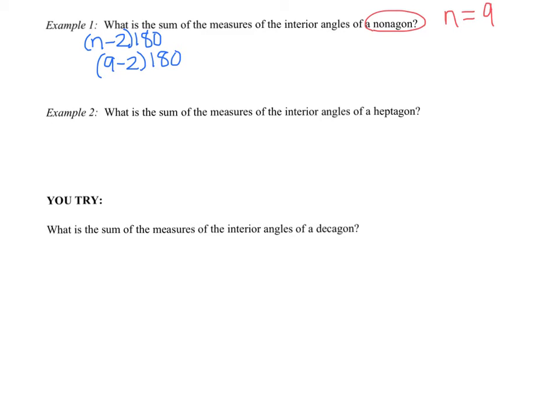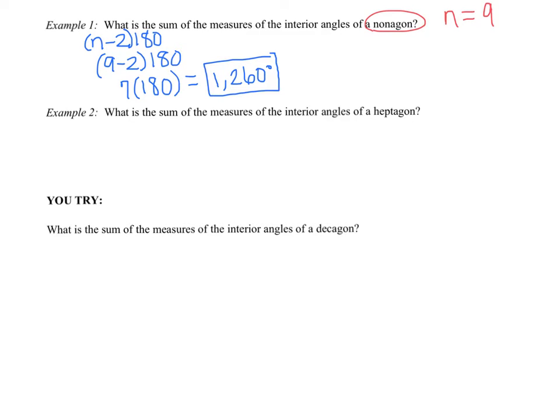Next, you're going to subtract 9 minus 2, parentheses first, and that gives us 7. And then you're going to multiply 7 times 180. And 7 times 180 gives us 1,260 degrees. So the total sum of your interior angles of a nonagon is 1,260 degrees.